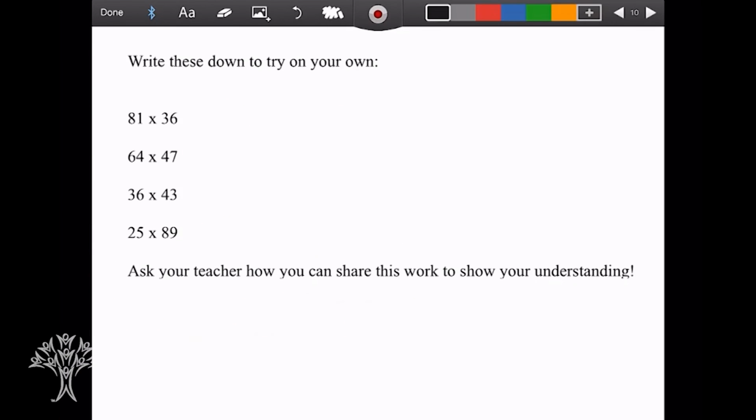I would like to see you try it on these 4 problems on your own and communicate your learning with your teacher. So your problems are 81 times 36, 64 times 47, 36 times 43, and 25 times 89. You can check your work with a calculator or by doing the area model. You can give yourself more problems. You can make up any 2-digit numbers and put them together and try it out.